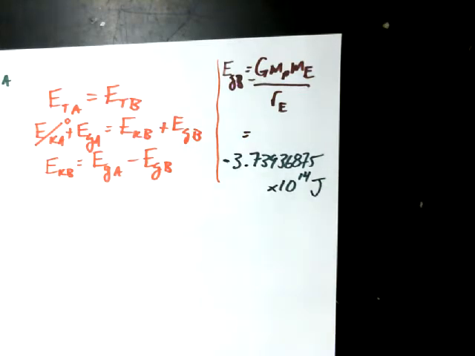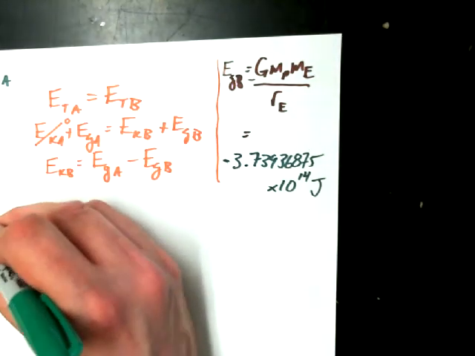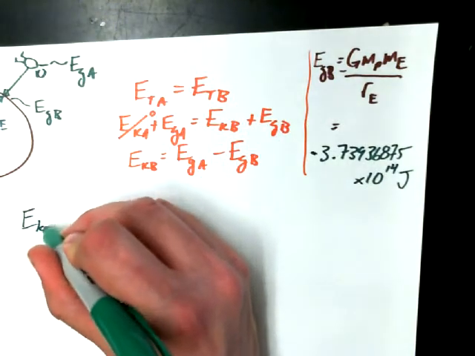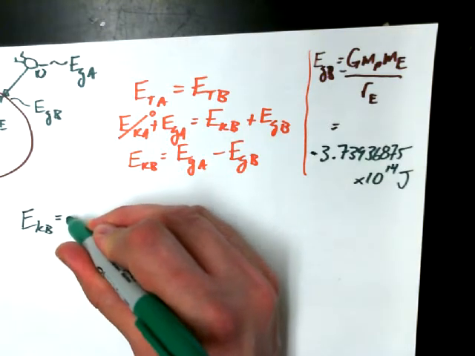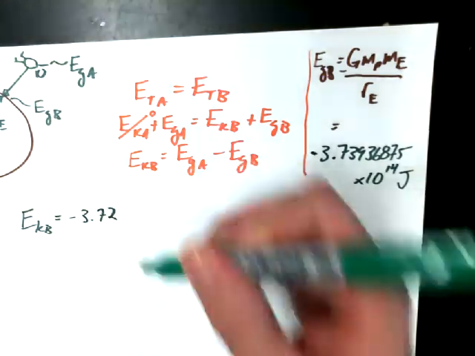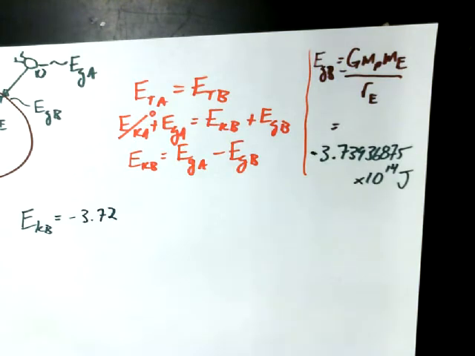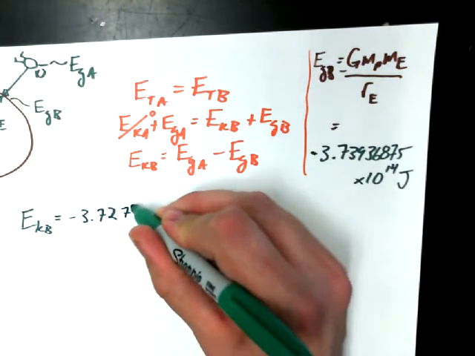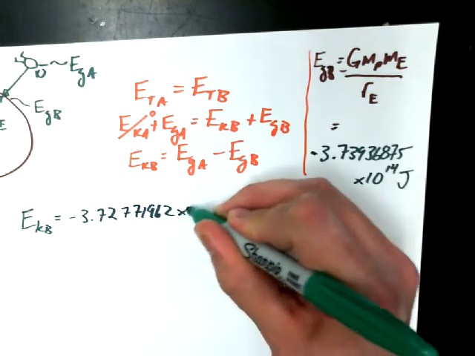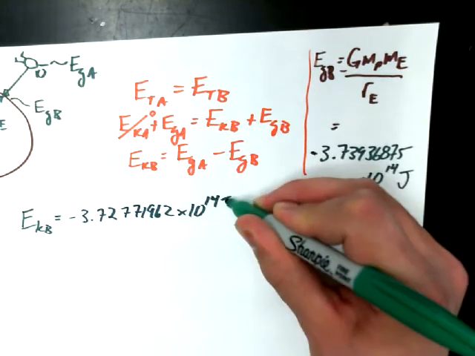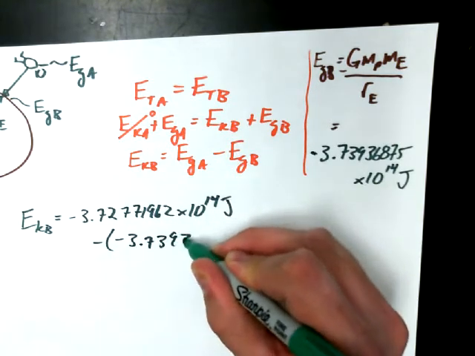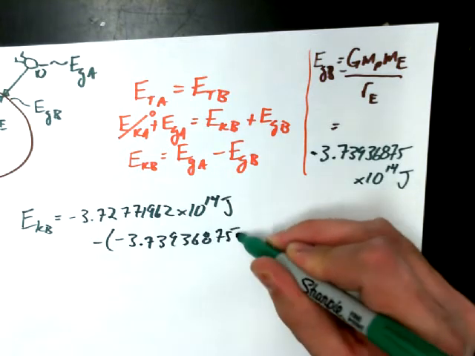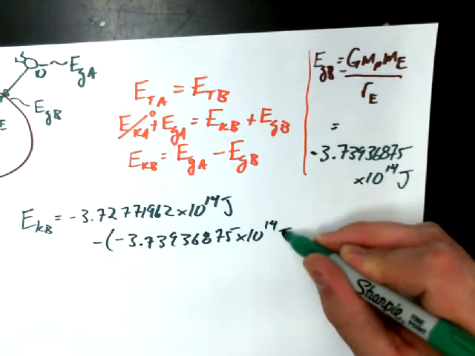Okay, so we've got an EGA and an EGB. So now I want to expand it out. I want to write it in full. EKB should be equal to EGA minus EGB, and EGA was negative 3.72. Of course, you can keep this in your calculator's memory, so it could be easier for you. 3.72771962 times 10 to the power of 14 joules minus negative 3.73936875 times 10 to the power of 14 joules.